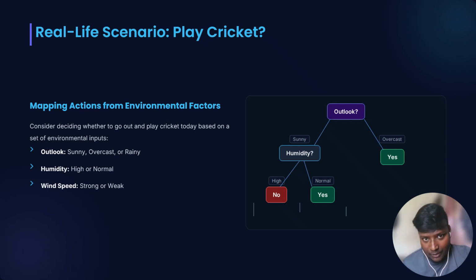Look at the subtree visual on the right side of the slide. If we look at the outlook and it is sunny, our tree guides us down the sunny branch. Now we have a new question: how is the humidity? If the humidity is high, we follow the branch to a leaf node that says no, it is too hot and sticky to play. But if the humidity is normal, we follow it to a leaf node that says yes, we can play. On the other hand, look at the overcast branch. If it is overcast, the tree immediately says yes to play cricket, because whenever it was overcast, we always played cricket in this data.